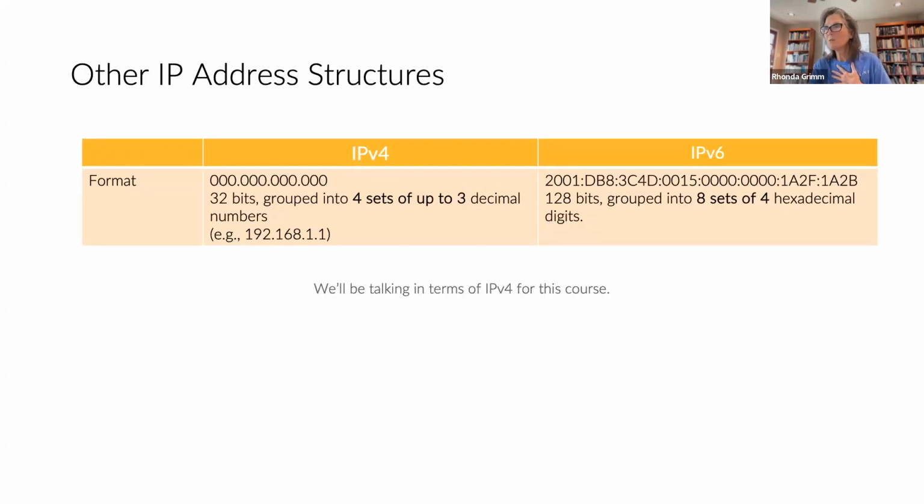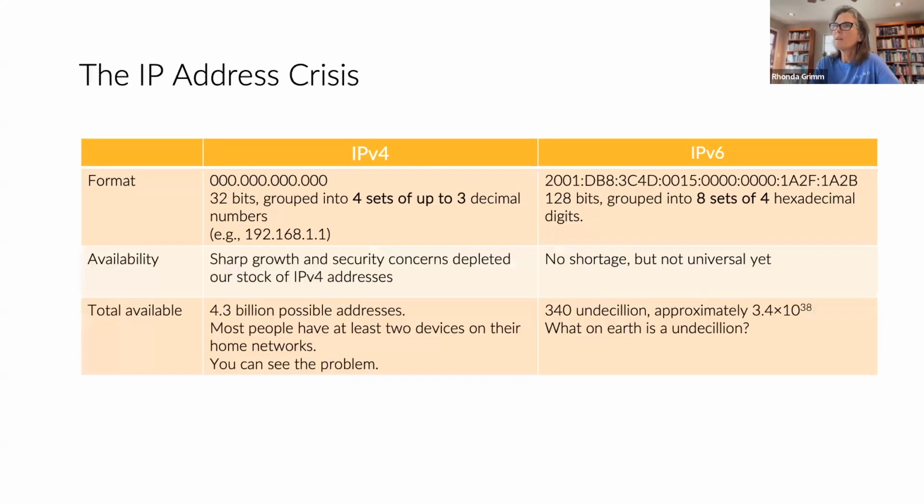But we'll talk in terms of IPv4, but why the IPv6? Why introduce this kind of complexity? Well, it turns out when this whole internet thing got going, we're like, oh, this is awesome. We've got 4 sets of 3 decimal numbers. That's 4.3 billion possible addresses.